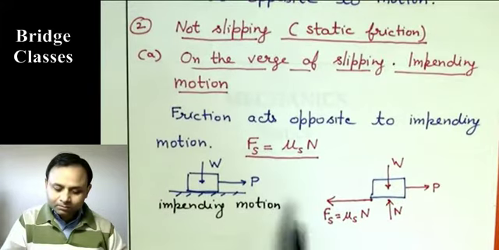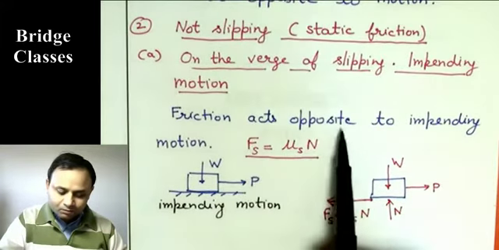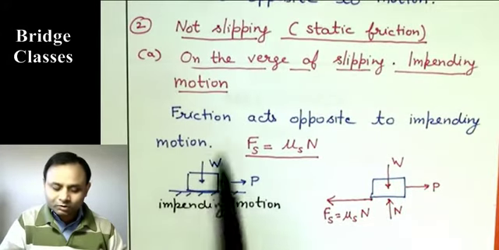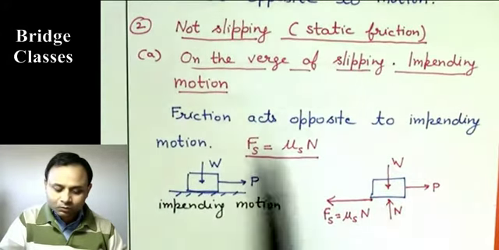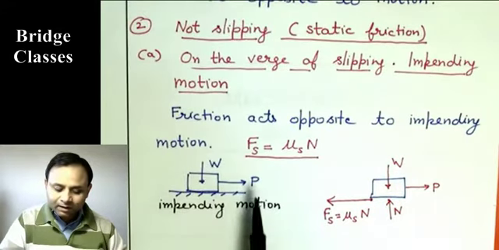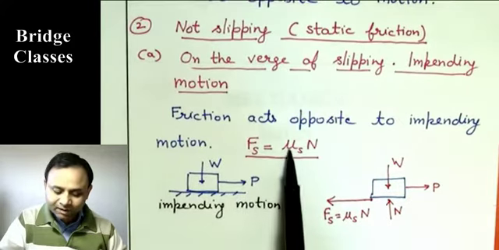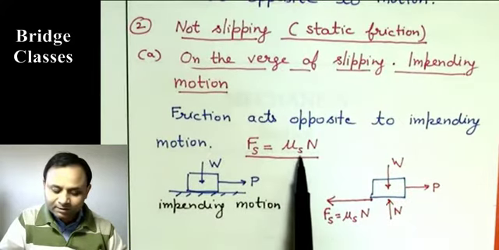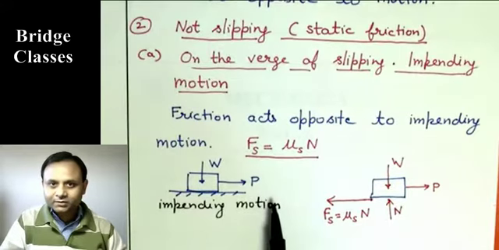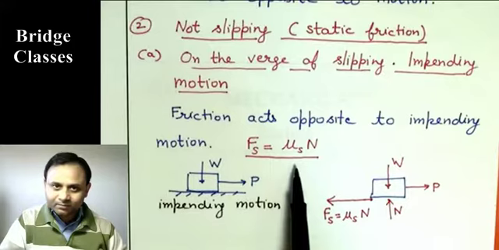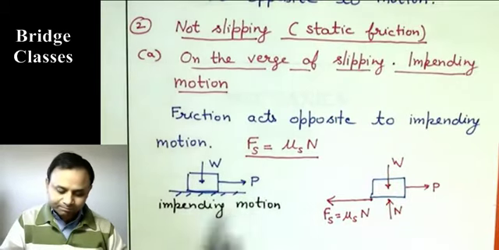With this scenario, friction acts opposite to impending motion. Okay, so there is no actual motion. It is going to act opposite to the impending motion, and the frictional force, static friction Fs, is given by mu s N, where mu s is the coefficient of static friction. Mu s is slightly larger than mu k. Mu k generally is in the range of around 70 to 80% of mu s.